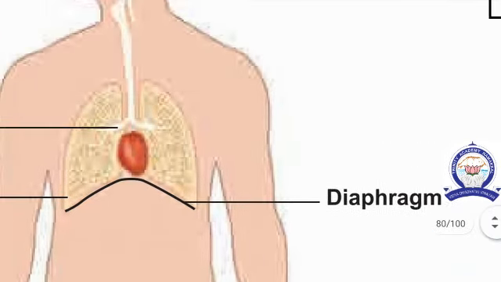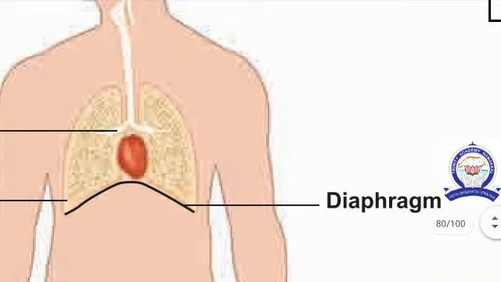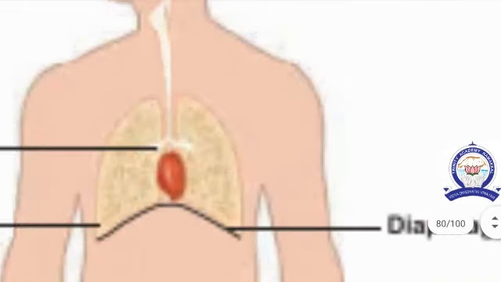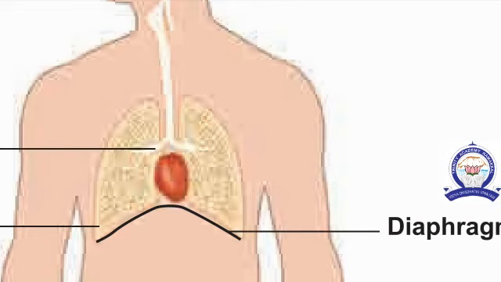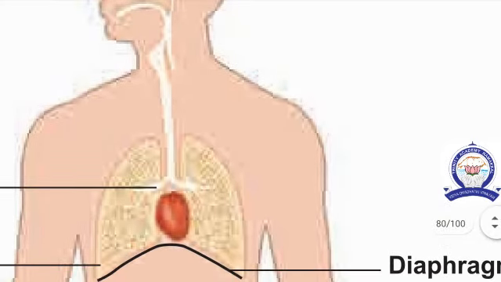Next, how does respiration occur? What are the types? There are three types of respiration. One is external respiration, another is internal respiration, and the third is cellular respiration. External respiration means the intake of oxygen from the air and the release of carbon dioxide from the lungs through the nostrils. This is called external respiration.